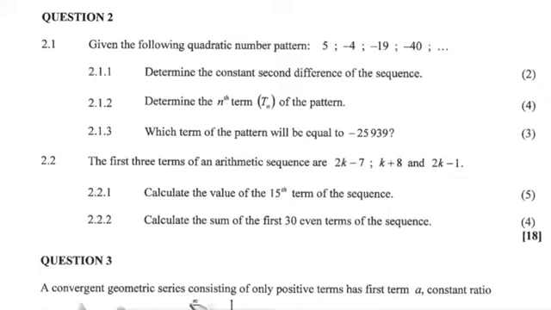But they've tried to be tricky in asking this question by saying the first 30 even terms of the sequence. So the tricky part about this is the fact that they mentioned specifically to say the first 30 even terms of the sequence. So you need to be very careful when answering this question.